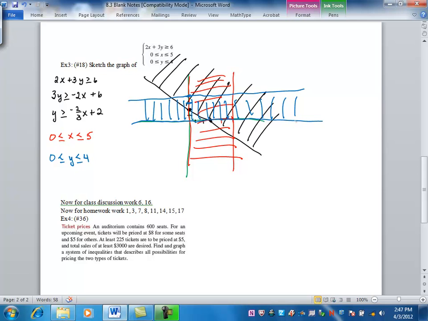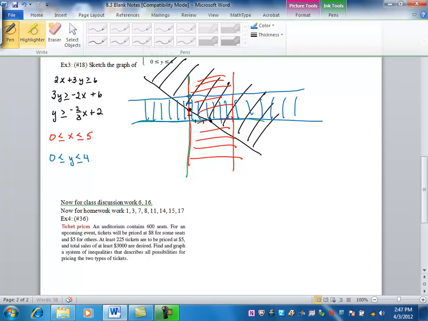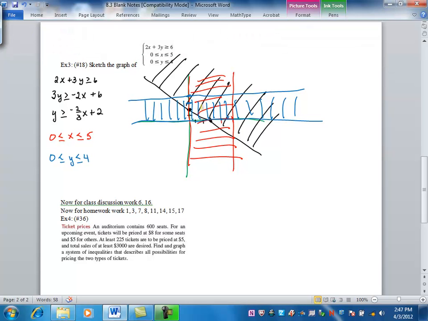My goodness, what a mess, huh? Well, what we need for our solution here, we need everything that's black and red and blue, and we get to include all of the lines here because they're all greater than or equal to.